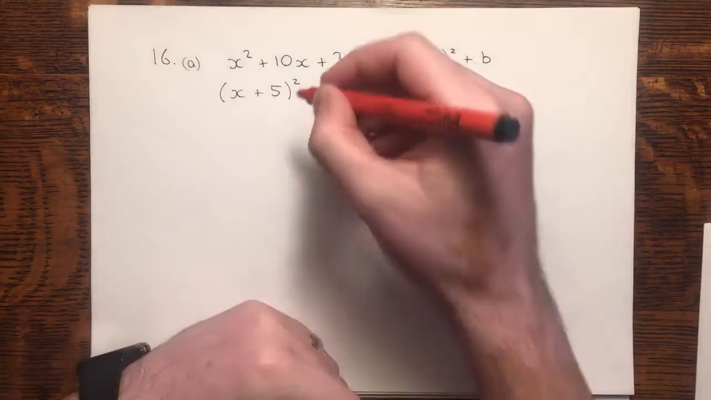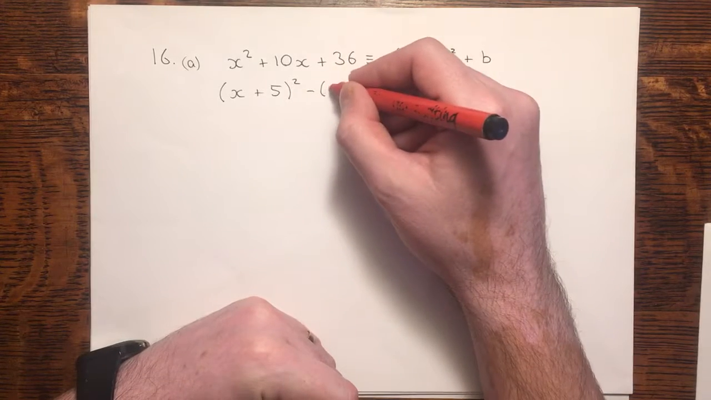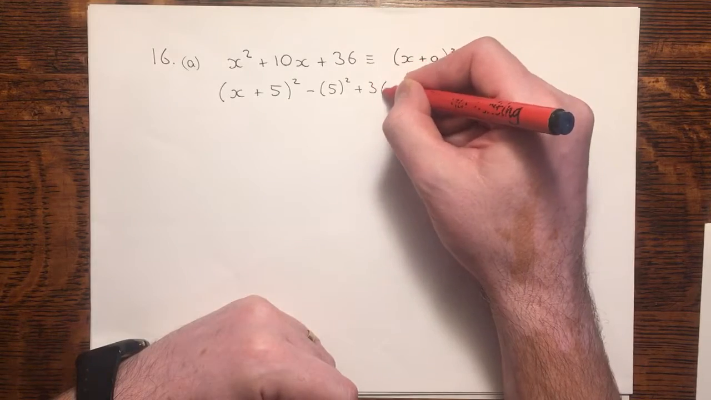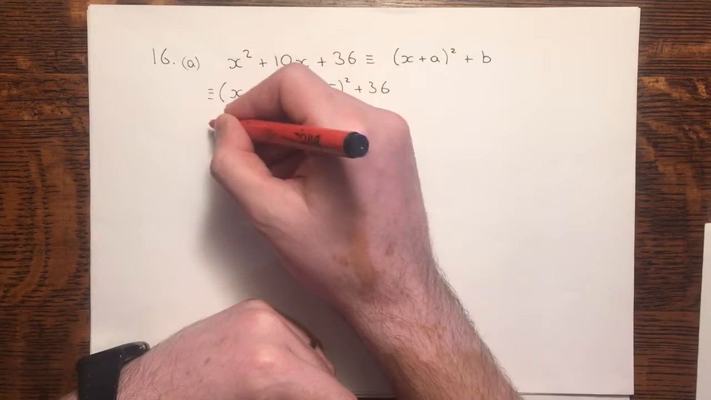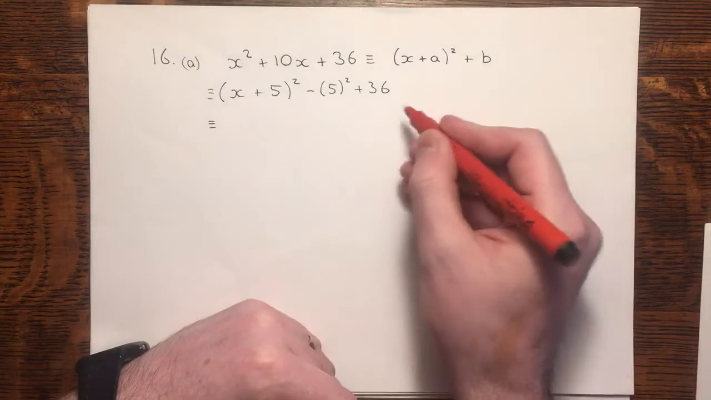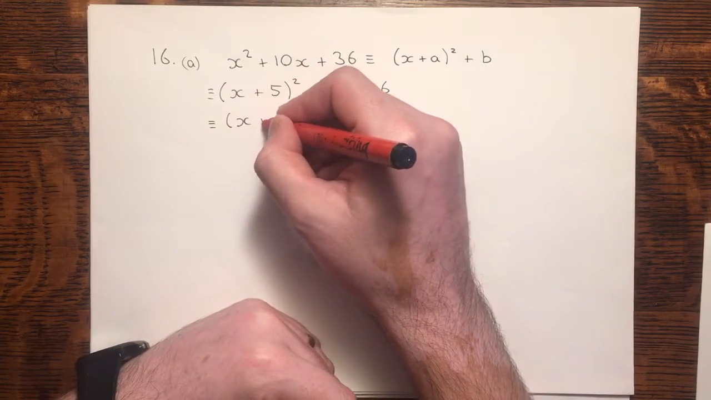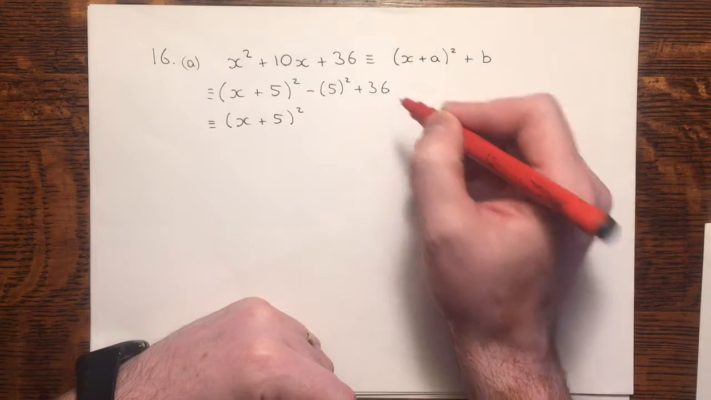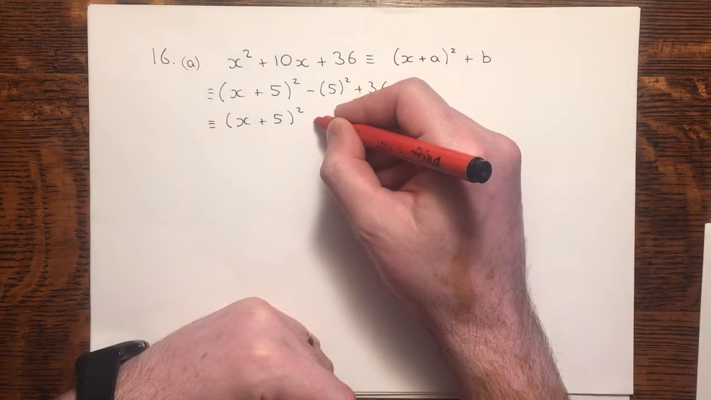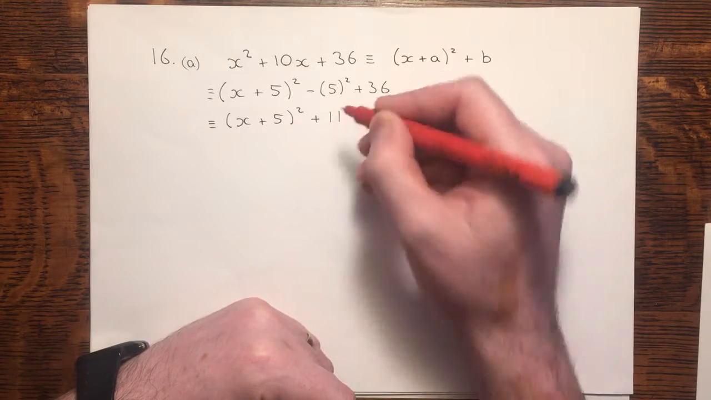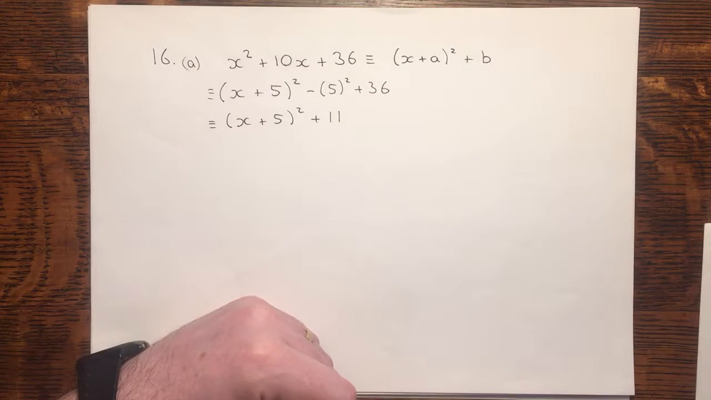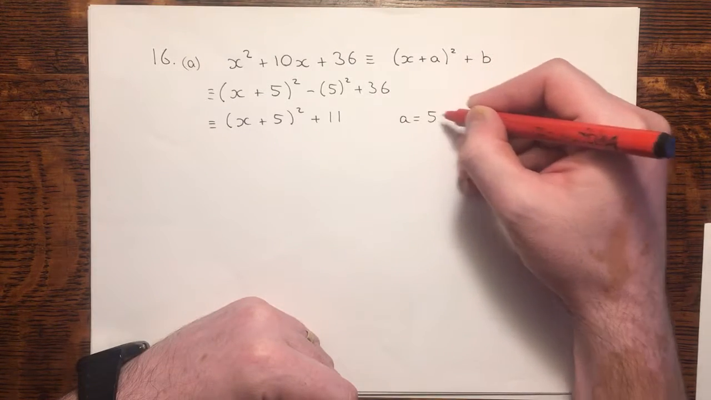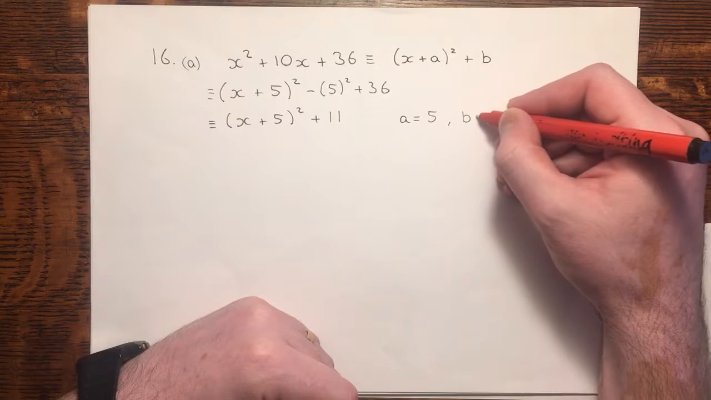Halving the linear coefficient, subtracting the square of that, and then tidying up. Minus 25 plus 36 gives us 11. So we have completed the square and we found that a equals 5 and b equals 11.